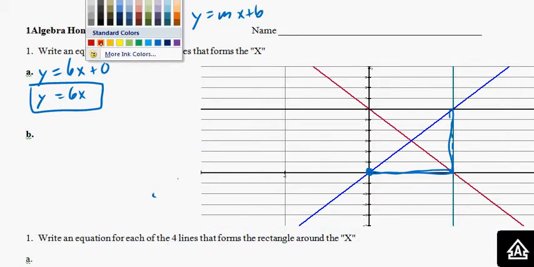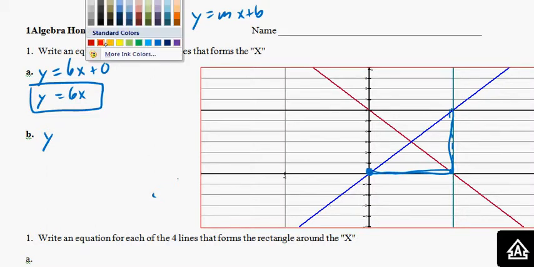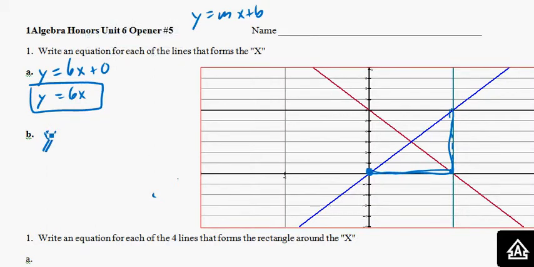Now let's take a look at the red line. So this line here, it has a similar slope to the blue line, except that it goes down 6 units and over 1 unit. So its slope will be negative 6 over 1. So that means that its equation will be y equals negative 6x plus its y-intercept, which is 6.